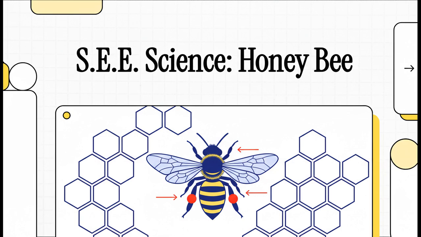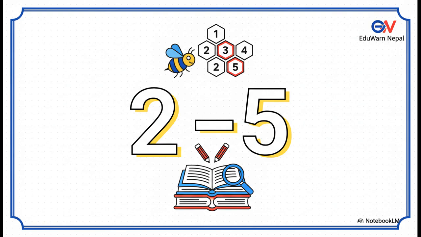Today, we're zeroing in on Unit 3, the honeybee. Our only goal here is to master this unit and secure maximum marks in your board exam, so pay very close attention. First, let's understand the stakes. This unit is worth anywhere from 2 to 5 marks. Now, in the S.E.E., every single mark is critical. We're not just aiming to pass. Our mission is to capture every one of these marks.